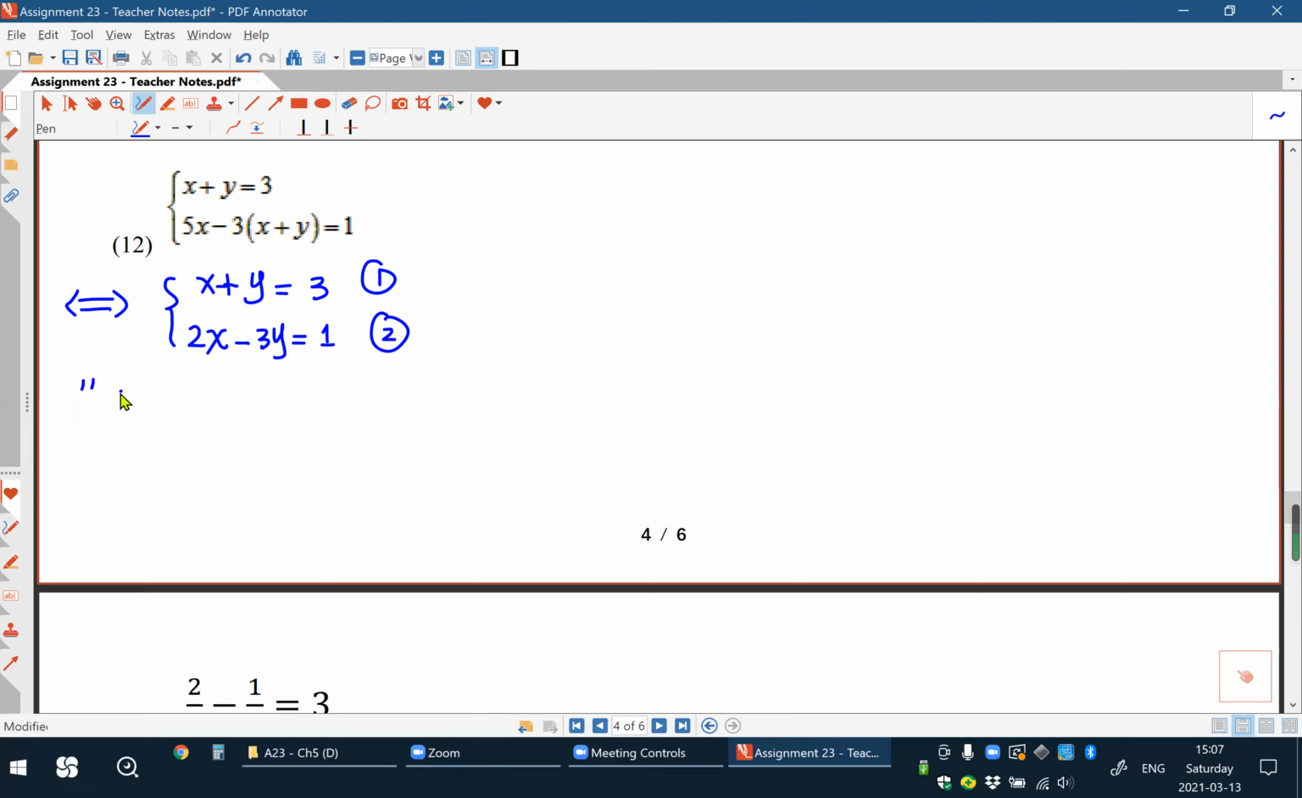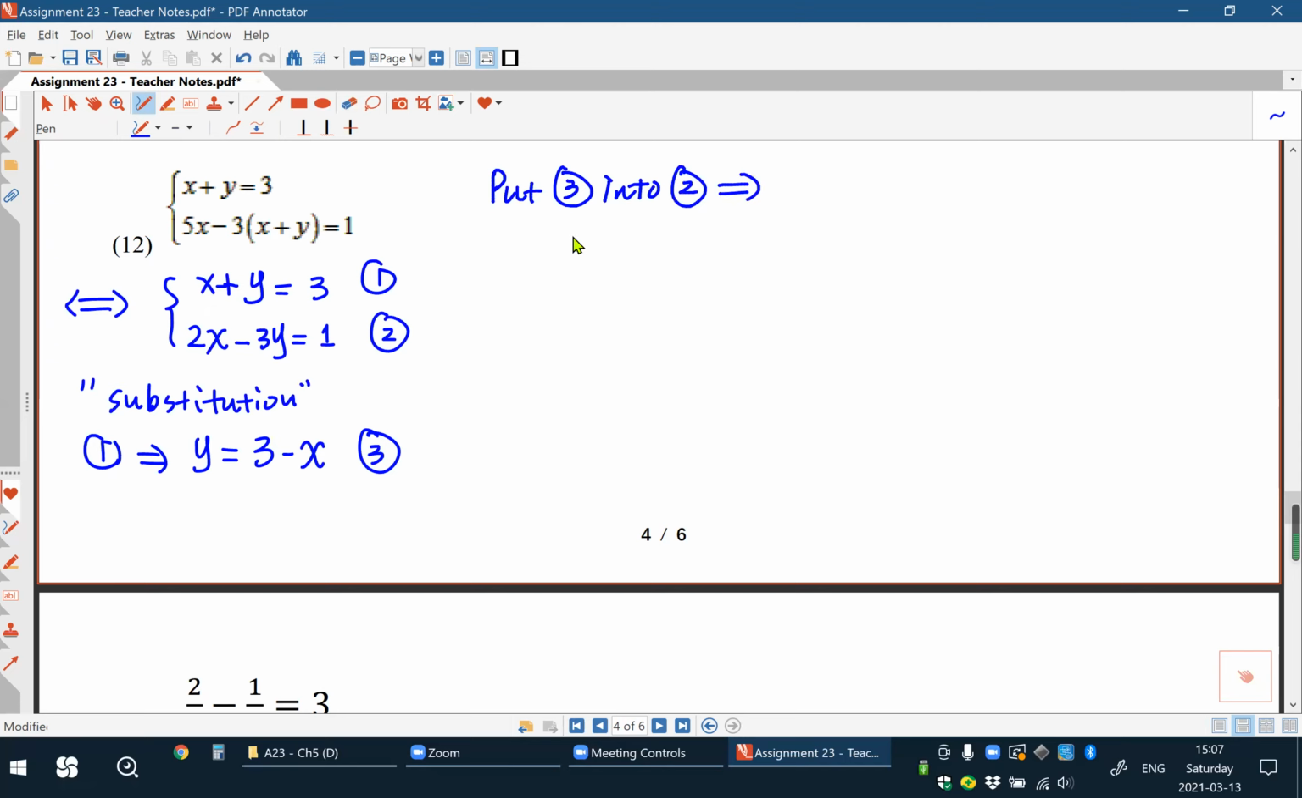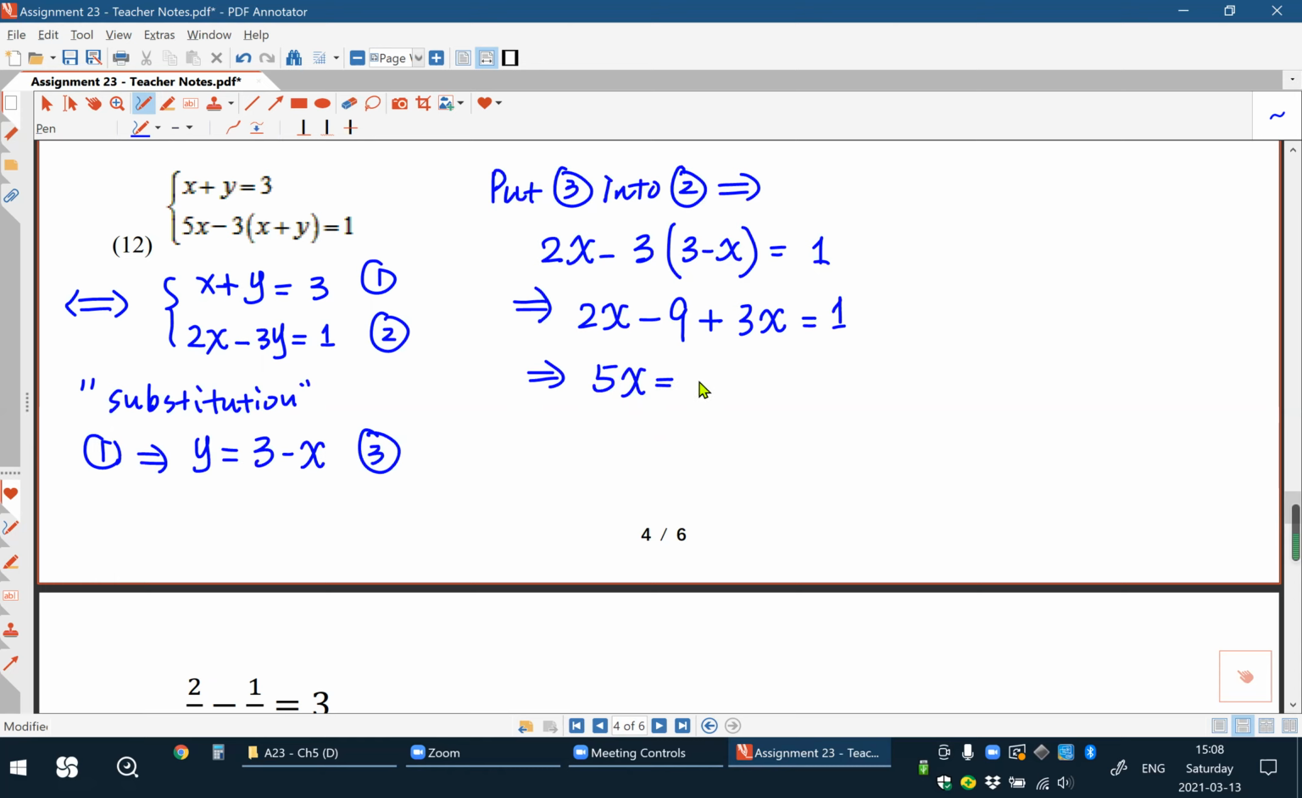Okay, this time we're going to use substitution. From equation 1, we can solve y is 3 minus x. Let's label this with 3. So now we can put 3 into 2. And this will give you 2x minus 3 times y, means 3 times (3 minus x), equals 1, right? From here we can solve x. 2x minus 9. Again, here, pay attention to the sign. This should be a plus sign, plus 3x, right? Equals 1. Okay, so 5x equals 10, right? That means x is 2.